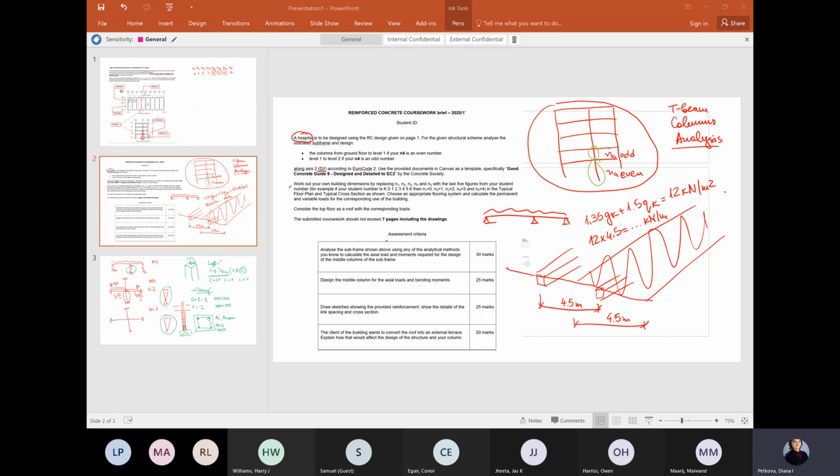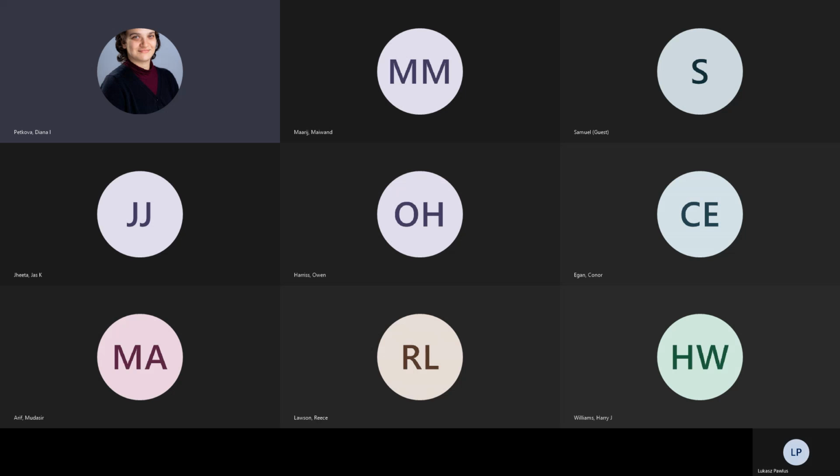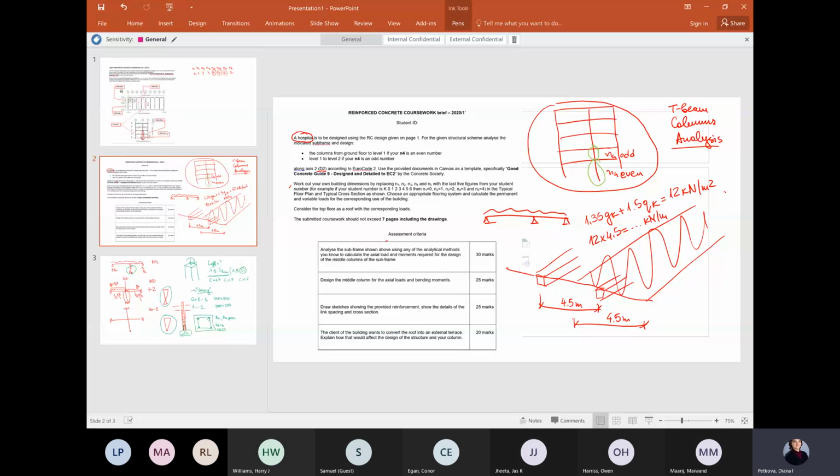One additional thing here, guys. I forgot. It's good to, of course, think about how the load is transmitted through the building. Because obviously this is a column.